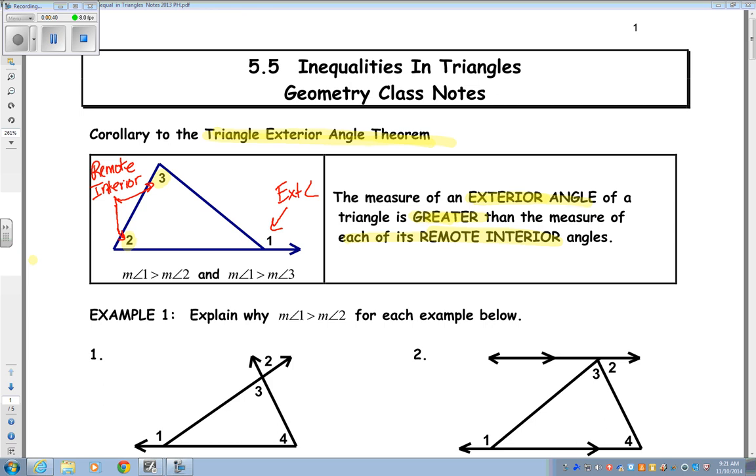So angle 1, what they're showing you here, angle 1 is the exterior angle. It is greater than angle 2, and it's also greater than angle 3. It will always be bigger than the remote interior. Now, the exterior angle theorem states, and this is what we looked at last 6 weeks, that angle 1 equals angle 2 plus angle 3. So if I'm looking at just one of them, then that one has to be bigger than each remote interior. And we're going to practice proving it or being able to explain why.